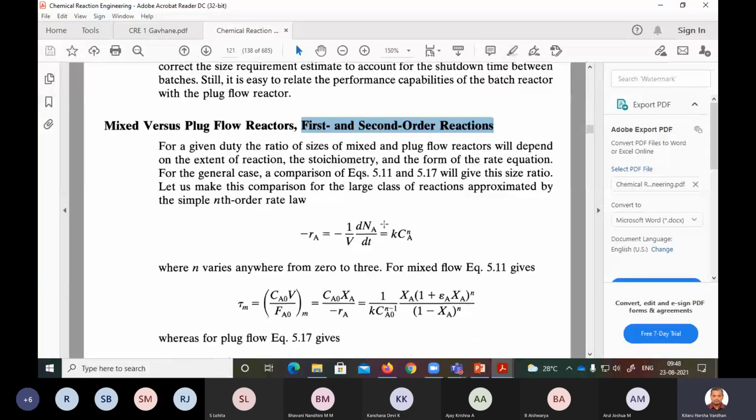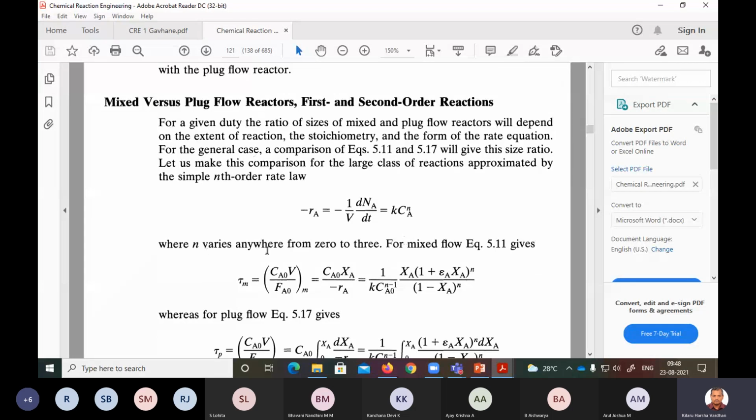So let us compare by using this. You take any nth order reaction, and you write the disappearance rate, minus RA, is minus 1 by V into dNA by dt, equals K into Ca power n. Let it be nth order. Then we will substitute first and second order there, where n ranges from 0 to 3.